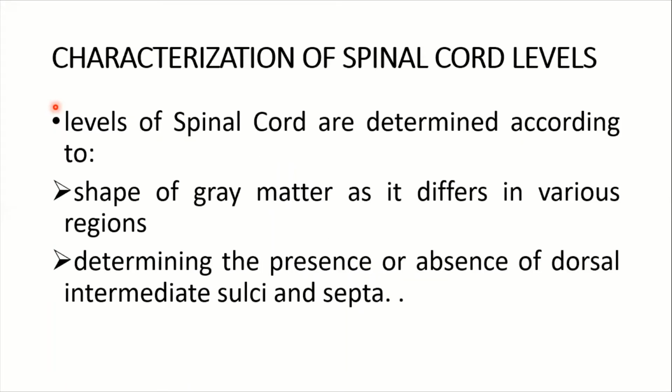So the levels of the spinal cord are determined according to the shape of the gray matter, as it differs in various regions. You know the internal structure and all the features of the spinal cord from my previous lectures, right? You can go to the shape of the gray matter in my third lecture on the spinal cord, determining the presence or absence of dorsal intermediate sulci and septa.